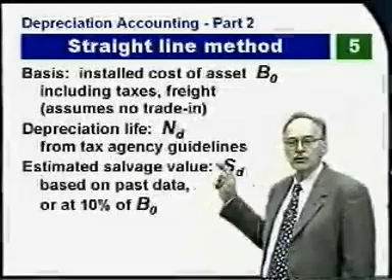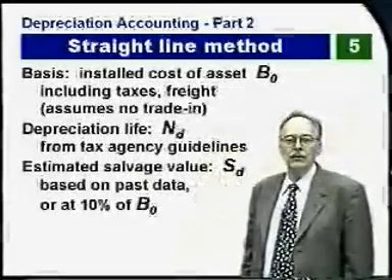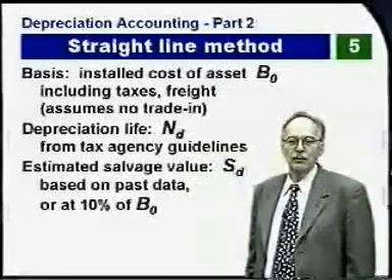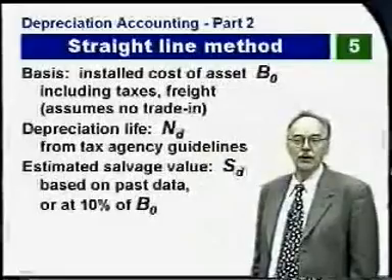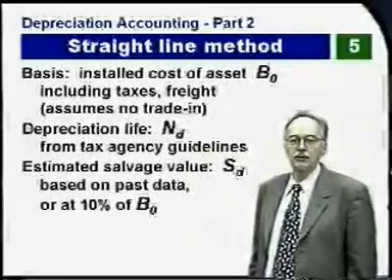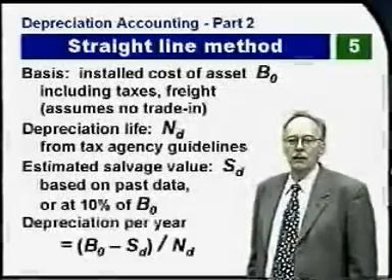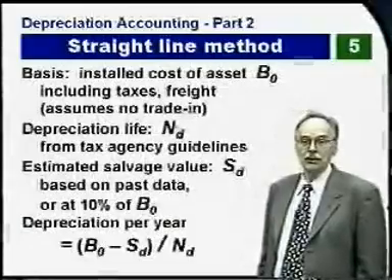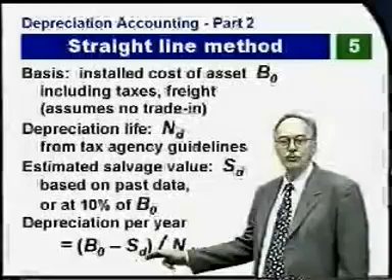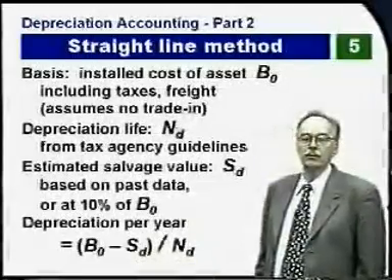We usually obtain the depreciation life, N sub D, from tax agency guidelines. And we also need to have some estimate of the salvage value, which may be based on past data. If there is no past data for the equipment type, then we set the salvage value at 10% of the original installed cost. And with the straight line method, the depreciation each year is simply the anticipated loss in salvage value, purchase price minus estimated salvage value, divided by the depreciation life.